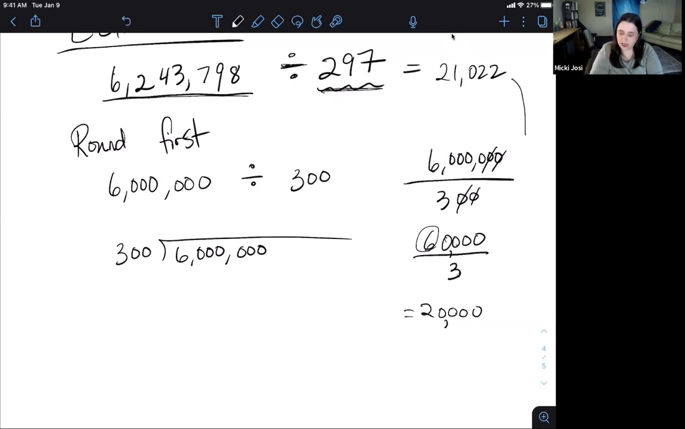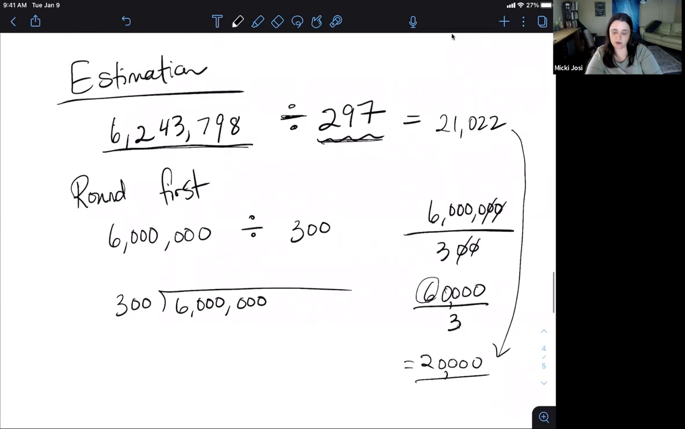When we estimated, we got really close at 20,000. You see how estimation works? It just kind of gives you an easier group of numbers to work with. So anyway, that's estimation. Especially if you're dealing with really big numbers and you have to do division, it can just be an easier problem to solve using estimation.